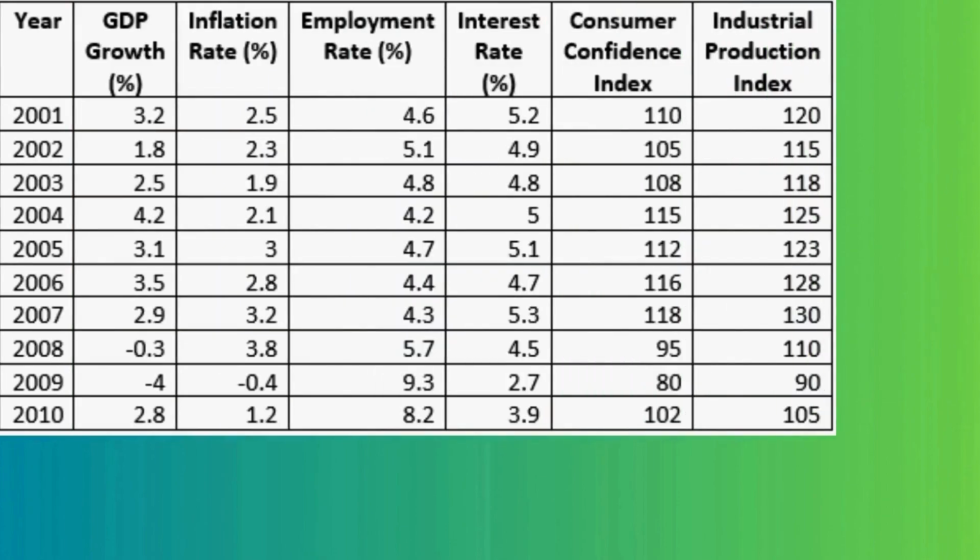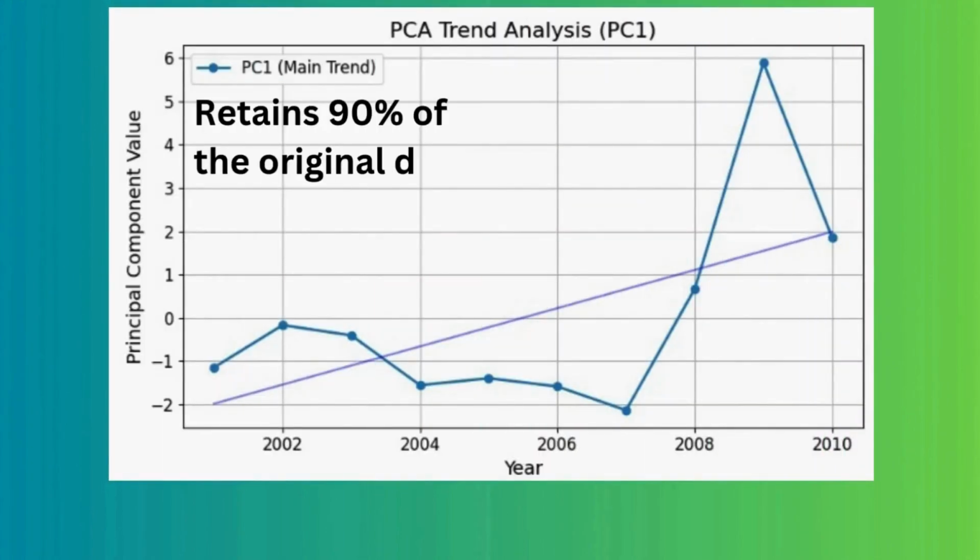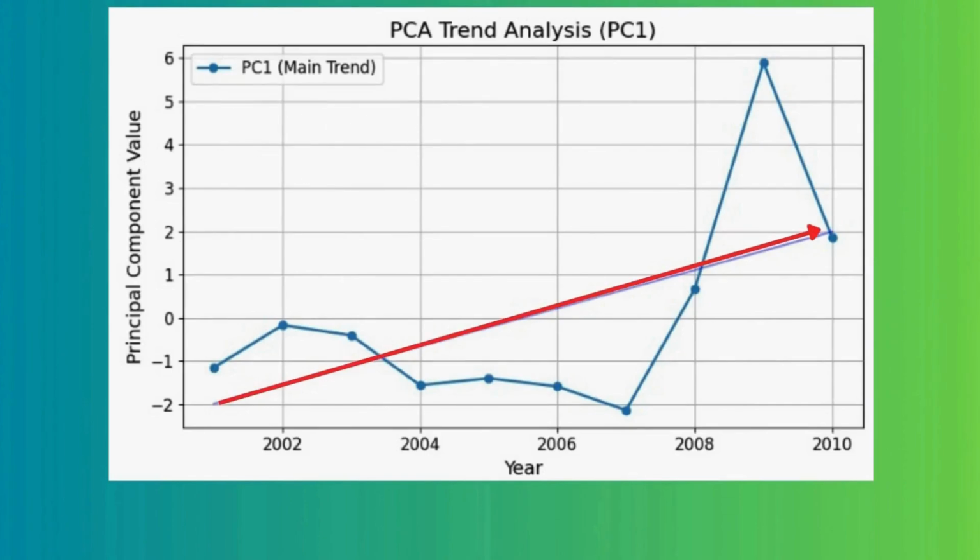Another example is that we want to check the trends in the growth of the economy of a country. We have some common parameters of economy like GDP, inflation rate, employment rate, interest rate, consumer confidence index, and industrial production index. We generally consider that if GDP is increasing, the economy is booming, but there are many other parameters to consider as well. These parameters can individually increase or decrease. For example, GDP may decrease while the employment rate increases. But to understand overall economic growth, we need to perform a PCA. Now check this graph. This PCA1 explains 90% of the original data and shows an increasing trend, indicating that overall economic growth is rising. So that is all for today.